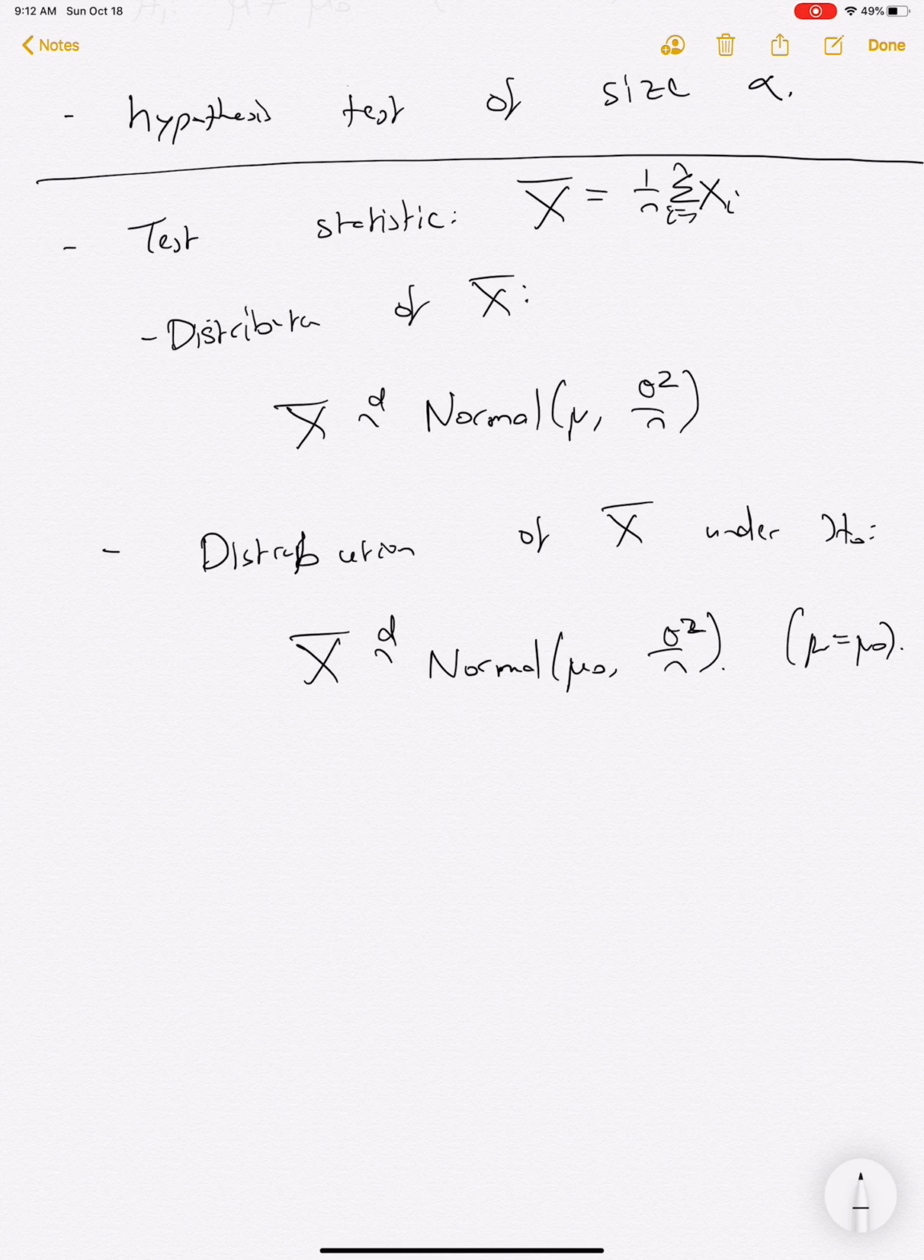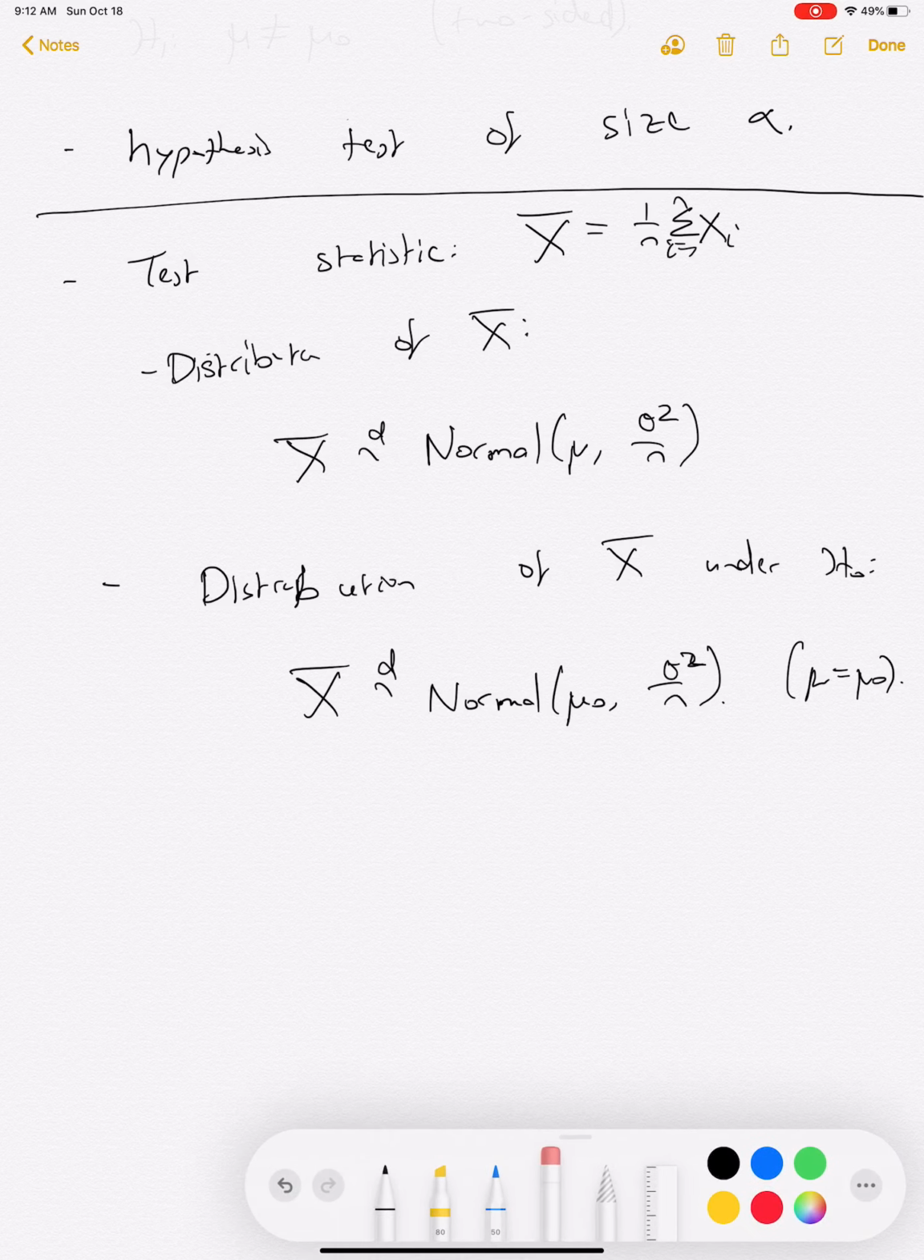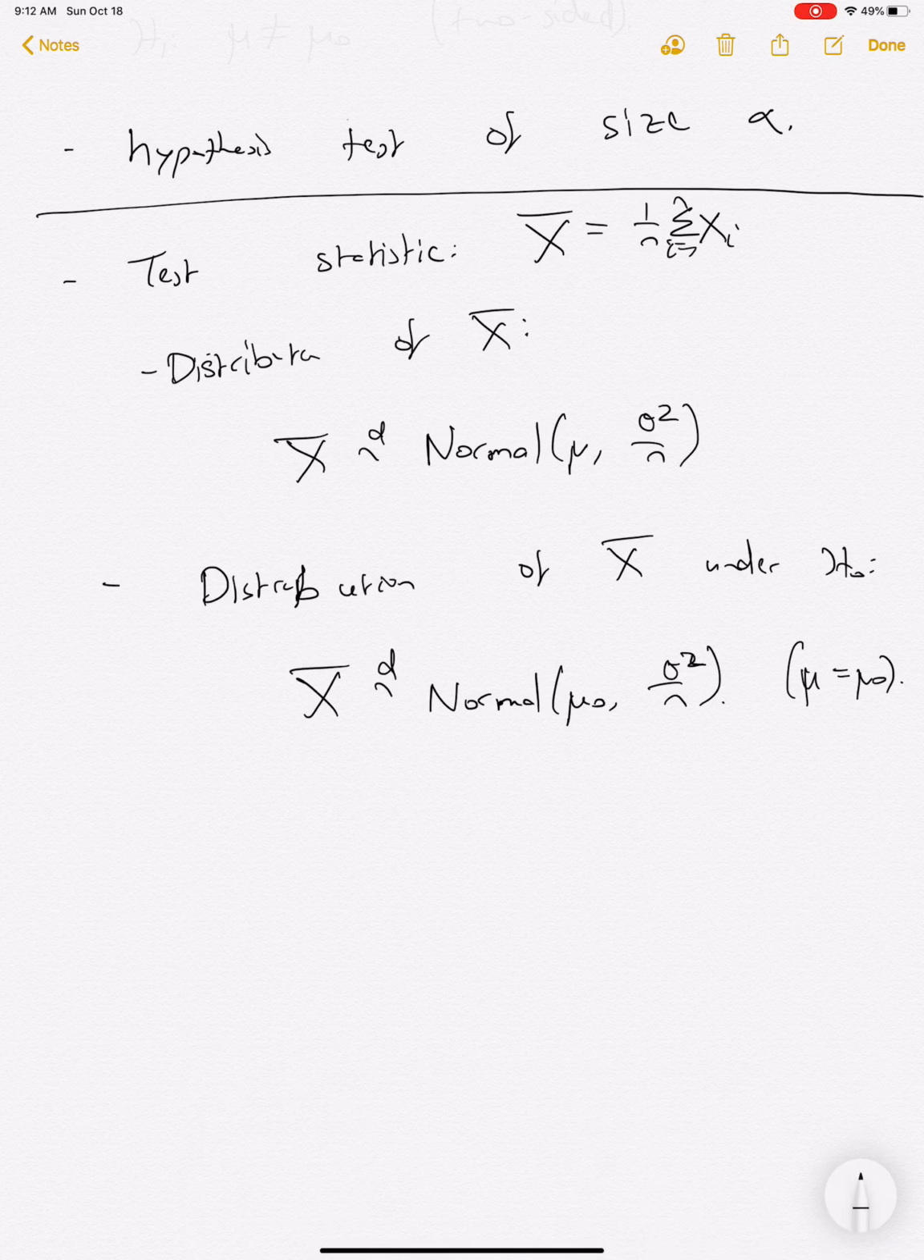The first statement, x bar is normal with mean mu and variance sigma squared over n, says that x bar has the normal distribution with parameter mu, whatever it is, whereas the distribution under the null H0, which asserts that mu equals mu 0, is saying that for a specific point mu 0, x bar is normal with that mean mu 0 and variance of sigma squared over n.